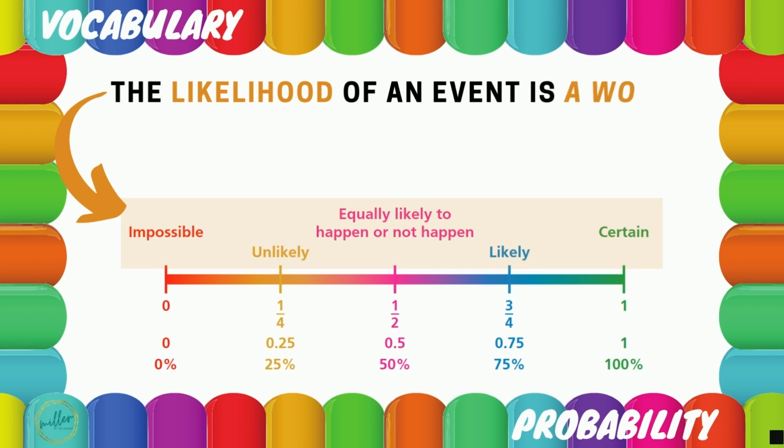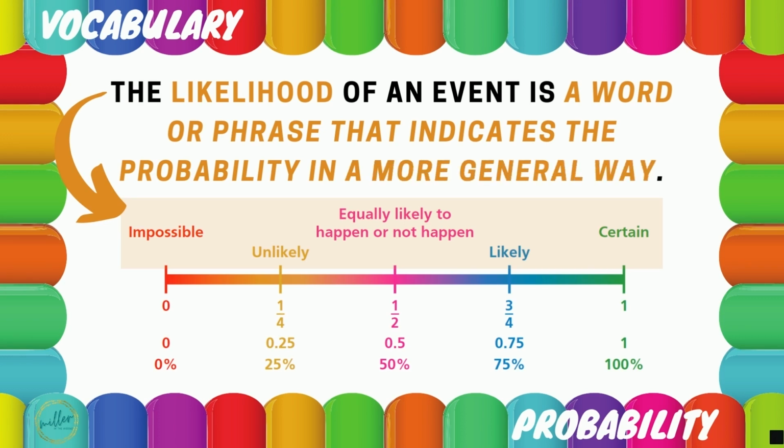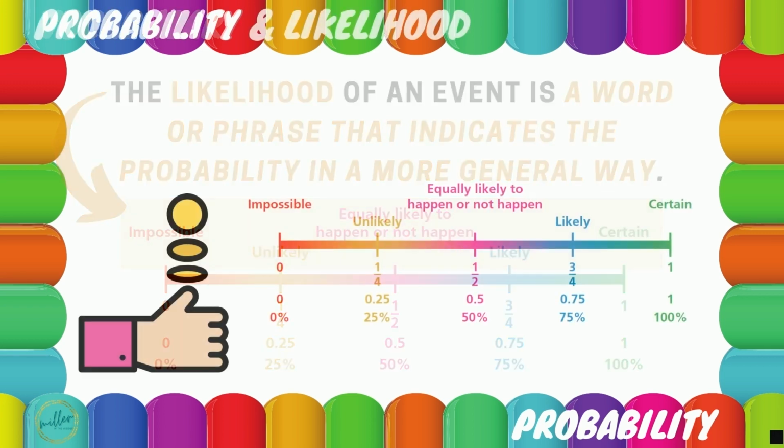Relating to probability is likelihood. The likelihood of an event is a word or a phrase that indicates the probability in a more general way. You can see the words and phrases that are used to tell the likelihood on the top of this scale. So something that has a 0% probability is impossible. Something that has a 100% probability is certain. Anywhere in between there, and it could be unlikely, equally likely to happen or not happen, or likely.